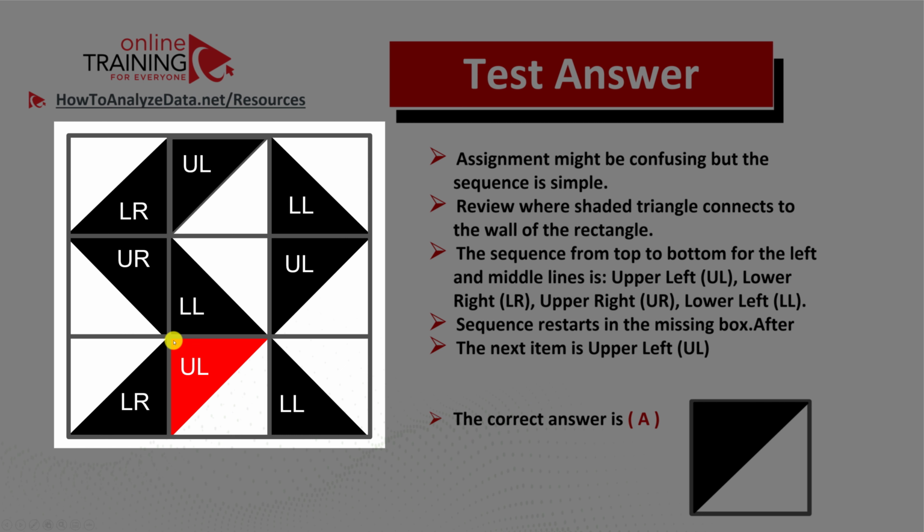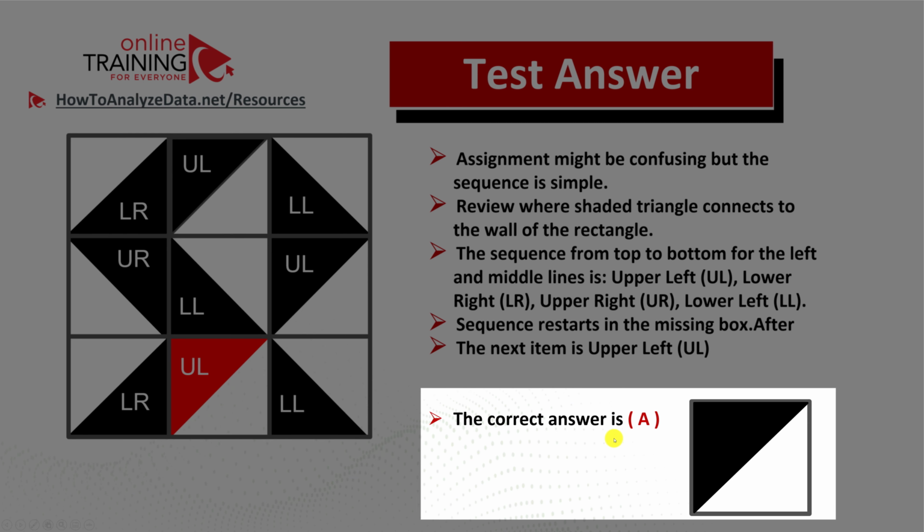So the next item in the sequence would be upper left again. So the correct choice here is choice A, upper left. Hopefully you've nailed this question.